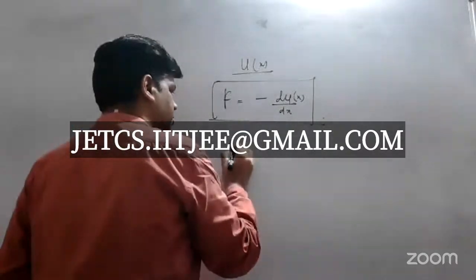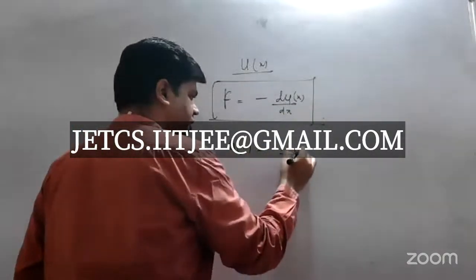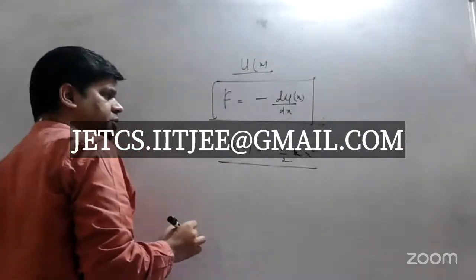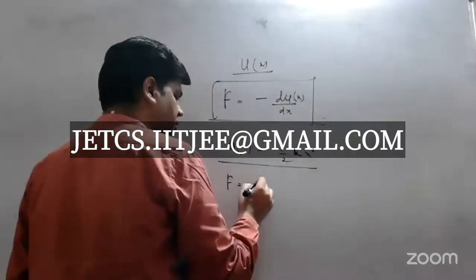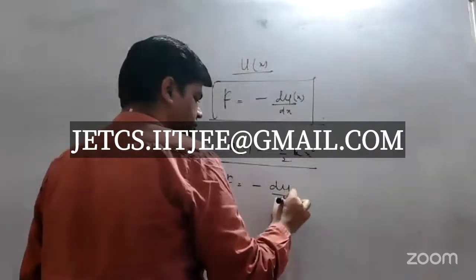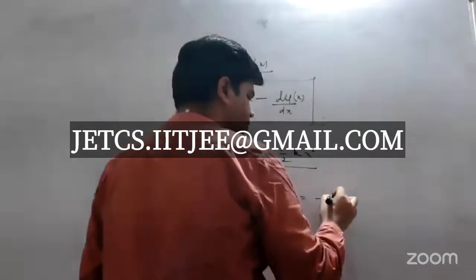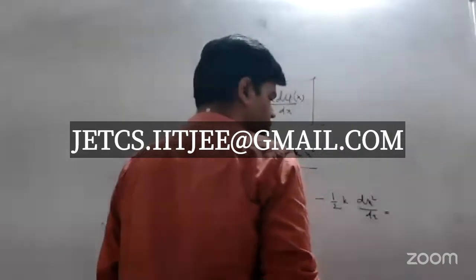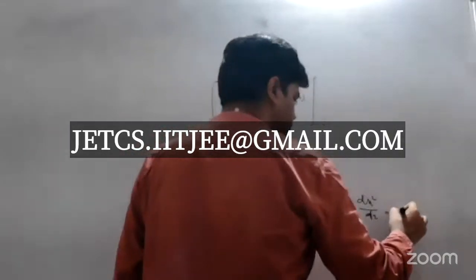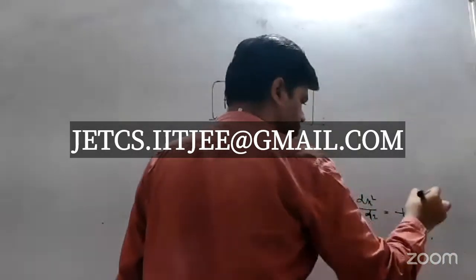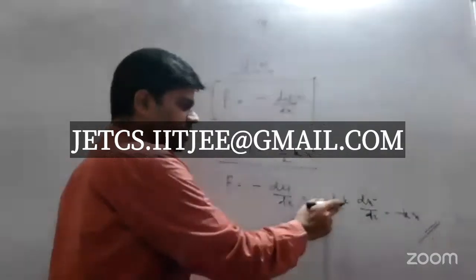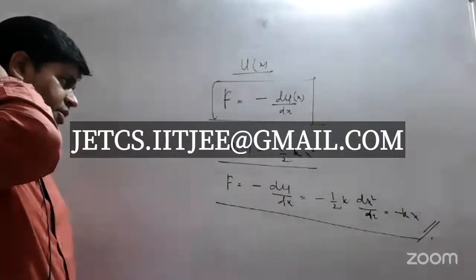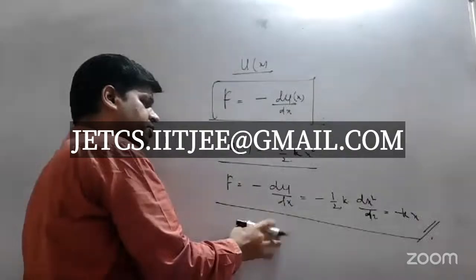For instance, U of x for a spring is half kx square, where x is the compression or extension in the spring from the equilibrium position. So F is given by minus dU/dx, which is equal to minus of half k d(x square) by dx. What is the derivative of x square? 2x. Right, 2x. 2 and 2 get cancelled, I'll get minus kx. Force due to spring is minus kx, that we know already. So given a potential energy function, I can get the force function.